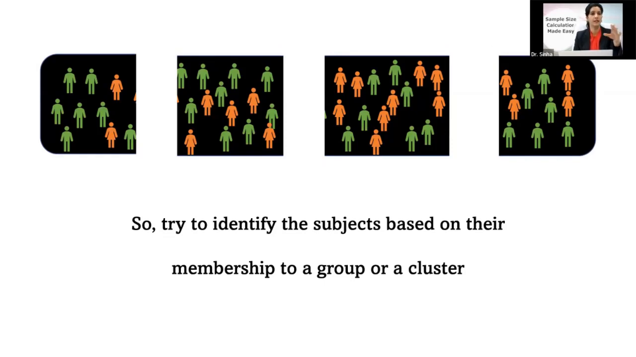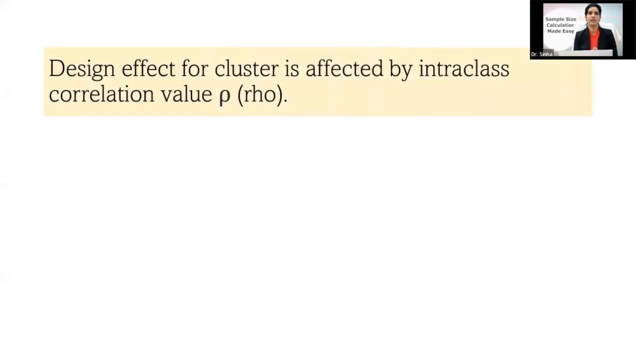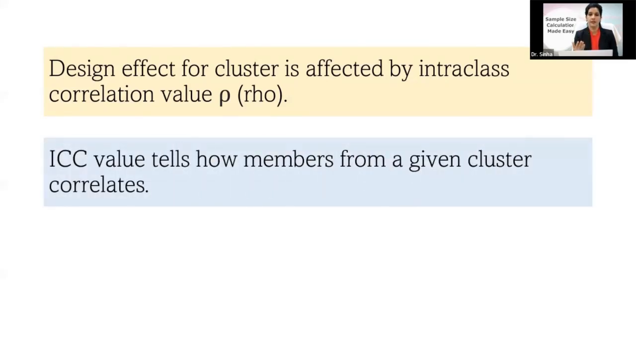So you try to identify the subjects based on the membership of a group or cluster. That's why it is usually done as a multi-stage sampling. So the design effect is usually affected by the intra-class correlation coefficient. The intra-class correlation coefficient is the rate of homogeneity in a cluster. So it tells you how the members from a given cluster correlate, how homogeneous they are.